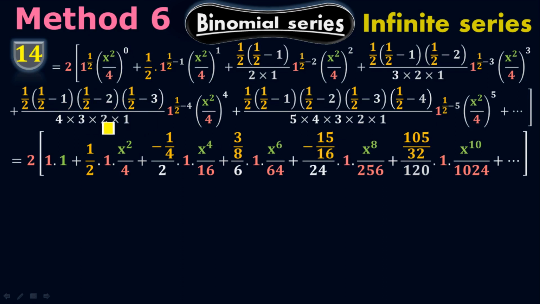4 times 3 times 2 times 1 is 24. 1 to the 1 over 2 minus 4 ultimately equals to 1. (x squared over 4) to the whole 4 equals x to the 8 over 256, plus 1 over 2 into 1 over 2 minus 1 into 1 over 2 minus 2 into 1 over 2 minus 3 into 1 over 2 minus 4 equals to 105 over 32.